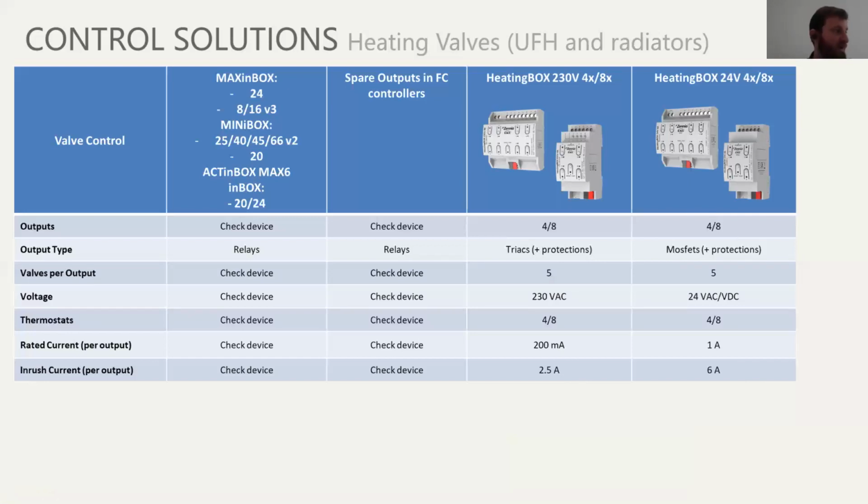You can see the difference with the actual relays. The relays in other devices are mostly 16 amp. And here, you can see the rated current is 200 milliamps or 1 amp. It's way lower because it's an electronic relay. But we definitely recommend always using the heating box for controlling valves.